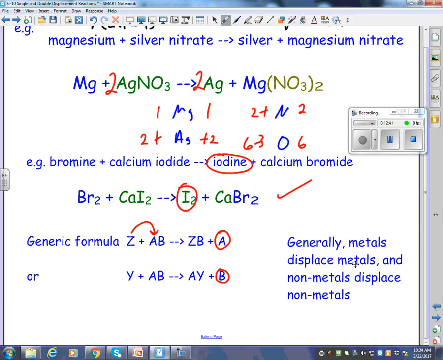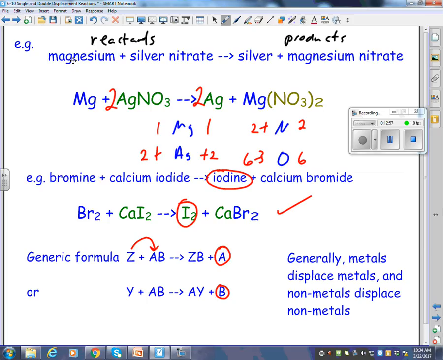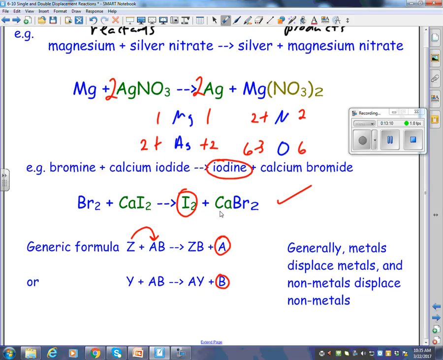Generally, metals displace metals, and non-metals displace non-metals. So like, because iodine is over on the right, it's a non-metal, right? So bromine, also on the right, is a non-metal, bromine kicks out the iodine. Here, they're both metals, magnesium and silver, and magnesium takes the place of the silver. So metals kick out metals, non-metals kick out non-metals. Boys kick out boys, girls kick out girls, in the dance analogy.